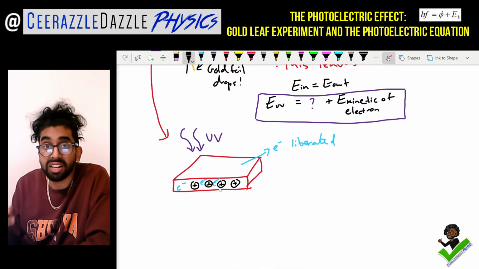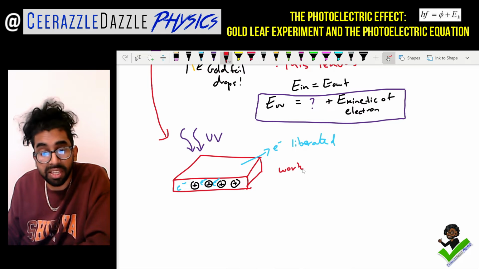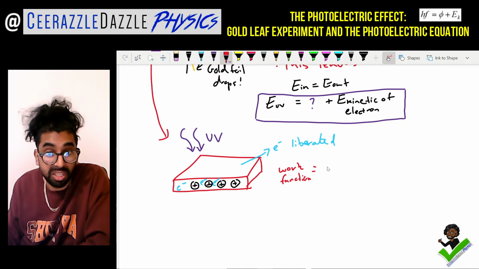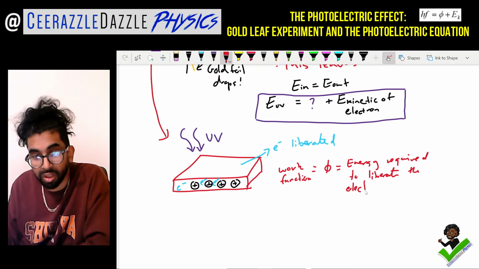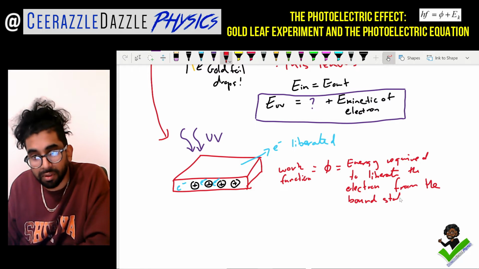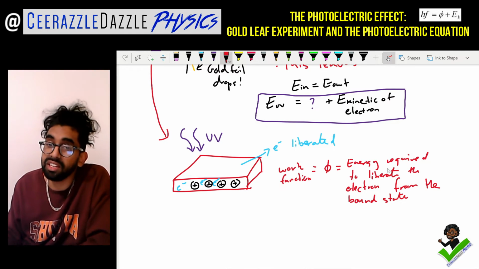That energy is called the work function. Let's put that down. The work function is defined as, we've got the symbol phi over here, equal to the energy required to liberate the electron from the bound state. So the work function is equal to phi, and it is the energy required to liberate the electron from the bound state.